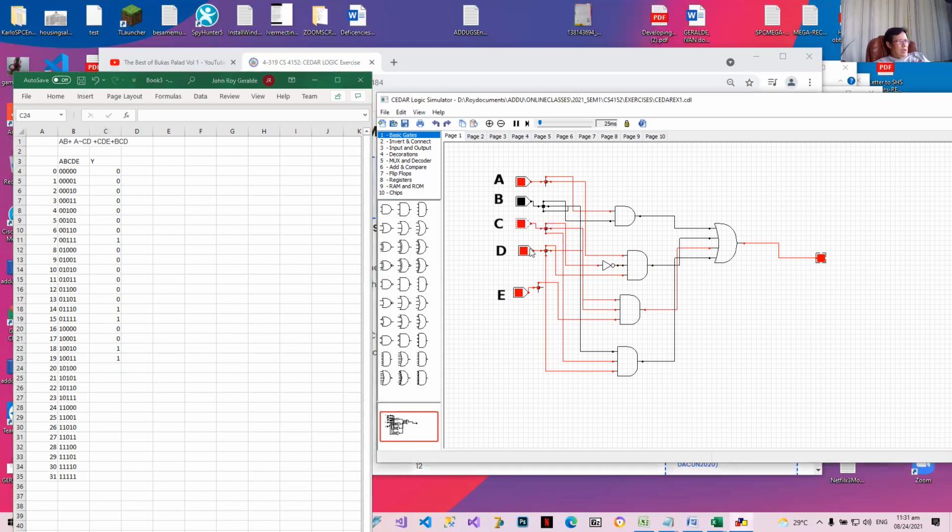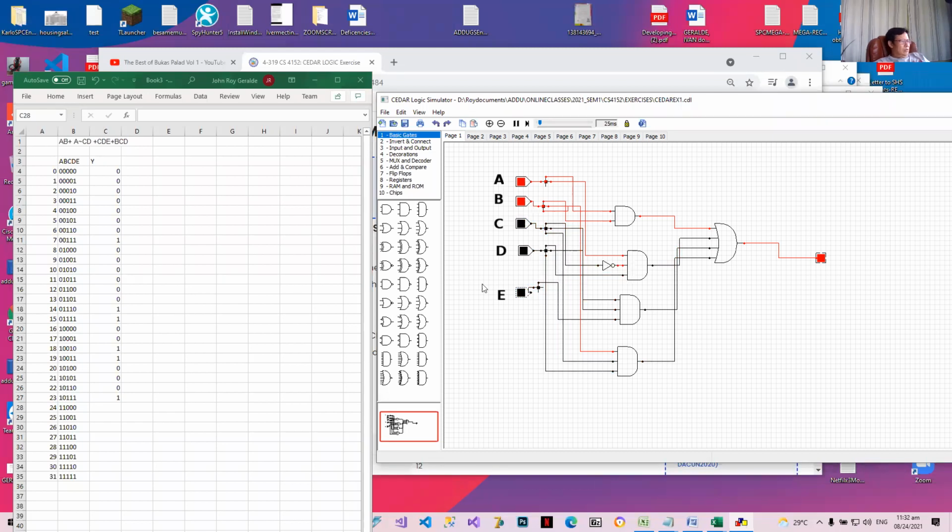Okay. 1 0 0. That's a 0. 1 0 1. It's another 0. Oh, this is 0. 1 1 0. 1 1 1. That's a 1. So this is how you check, no? This is how you check your solution, whatever it is, no? This is how you can check your solution.